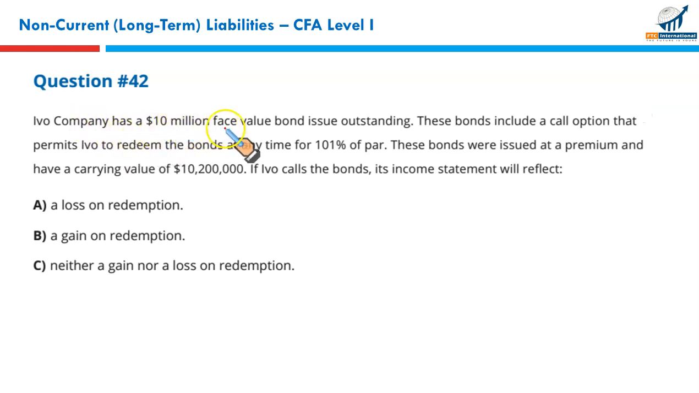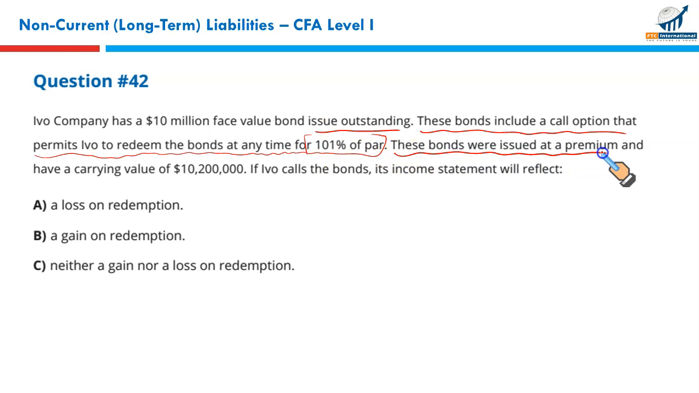IVO company has 10 million face value bonds outstanding. These bonds include a call option that permits IVO to redeem the bonds at any time for 101% of par. These bonds were issued at a premium and have a carrying value of 10.2 million. This is their carrying value.